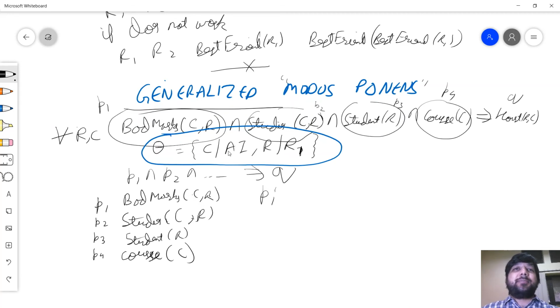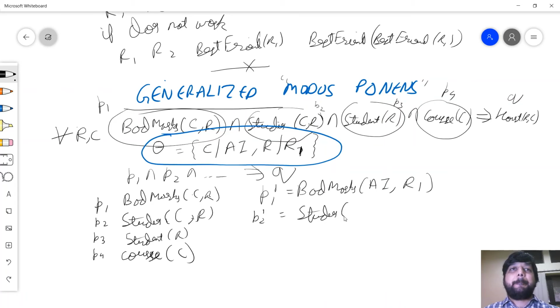So C is substituted by AI. Again, it's not divided by. It's this substituted by. The slash is a fancy way to say that. AI. Oops, so bad marks AI, R1. P2 dash is studies, P3 dash is student R1, and P4 dash is goals AI.